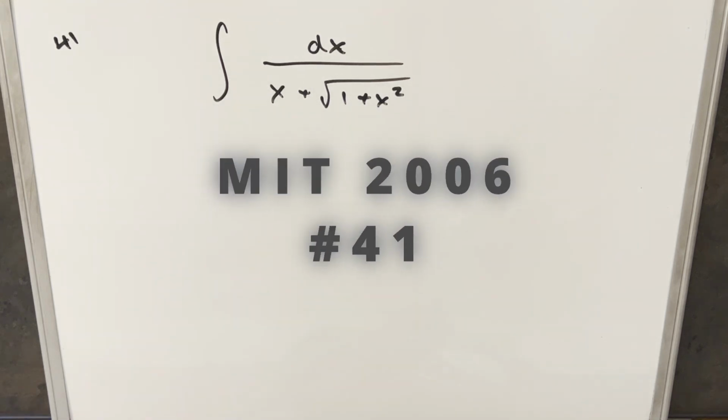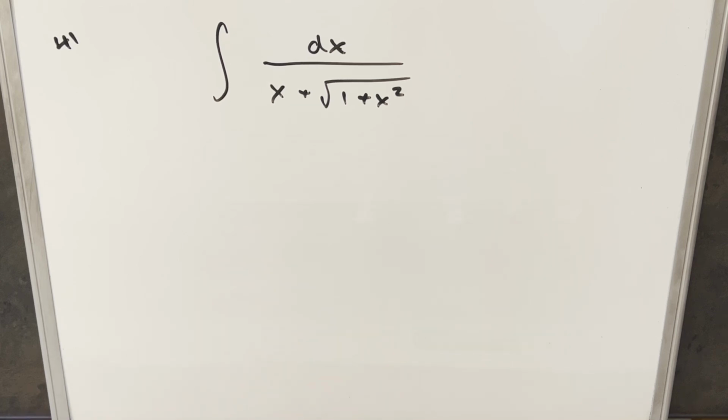Okay, we have today another integral. This one's from the MIT Integration Bee 2006, problem 41. We have the integral of 1 over x plus square root of 1 plus x squared dx. I actually did this one two ways. I did another video on this. The other video was probably a longer method. I'll provide a link in the description to that.